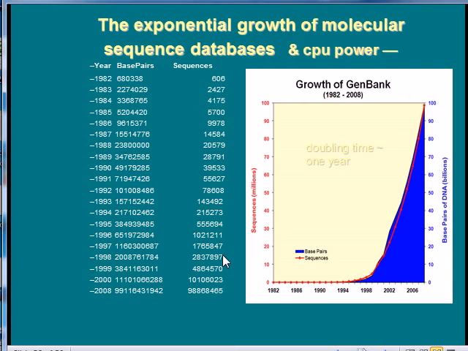Here's one of the biggest challenges. The information is rapidly doubling over in a year's period. In other words, it's growing exponentially. And we need more powerful computers, more powerful databases, more powerful programs to be able to analyze this data so that the scientists can make sense of it.